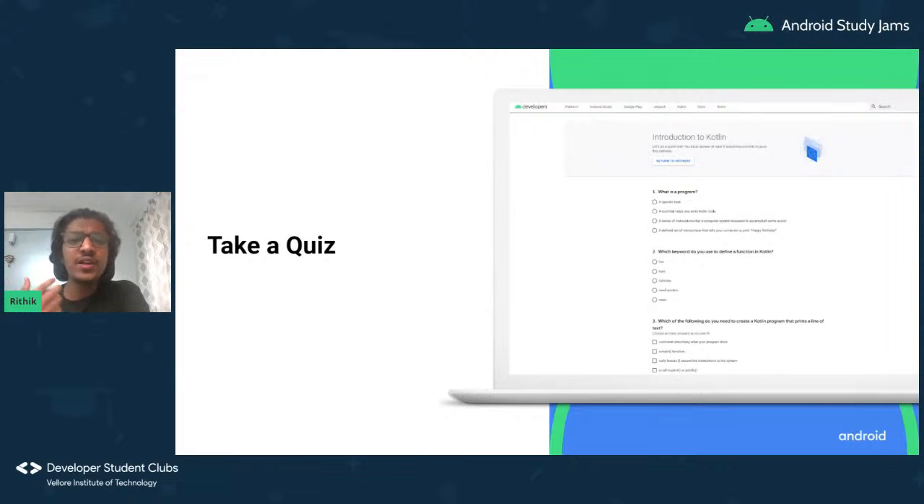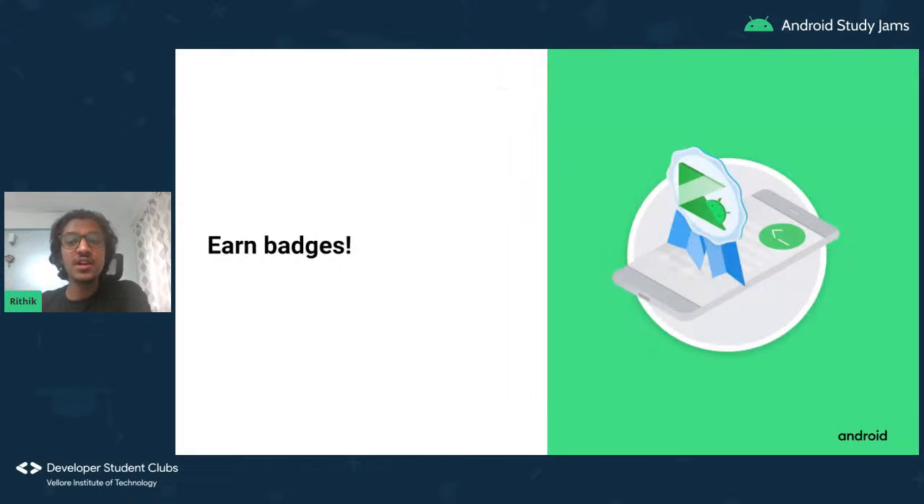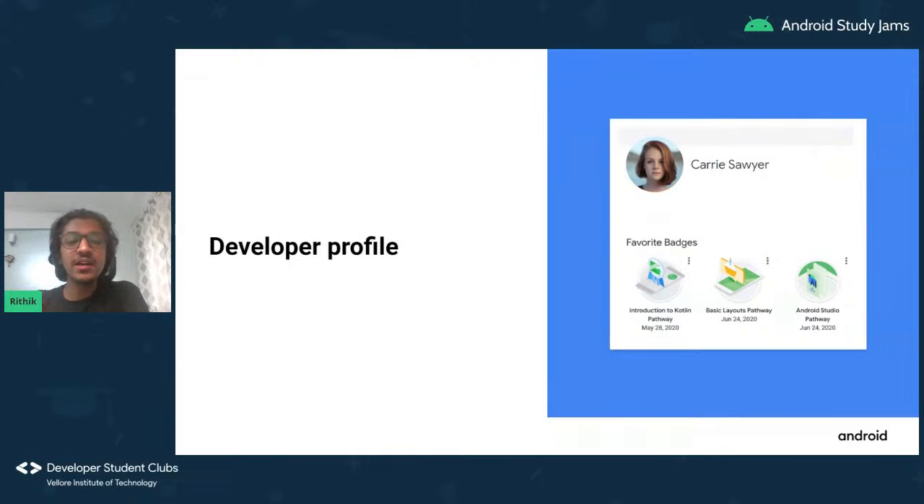So, after each pathway, you'll have to take up a quiz. And once you pass that quiz, you'll be earning badges. Now, all these badges will be accumulated in your developer profile. This developer profile can be found on the StudyJam's online course page, and you can flaunt all your badges on your social media platforms later.